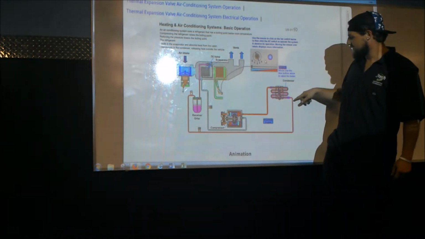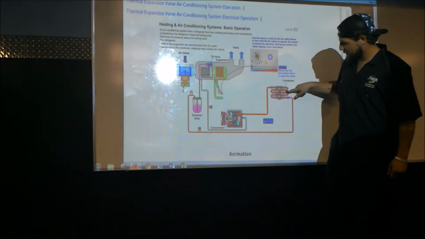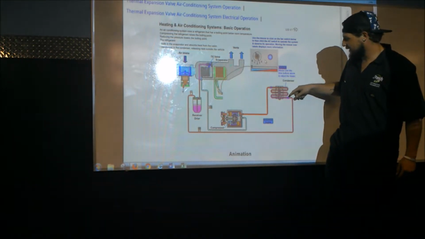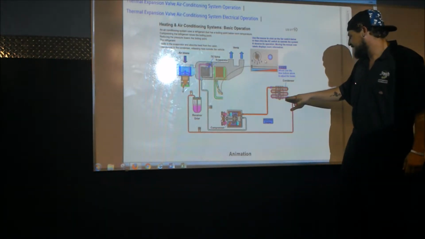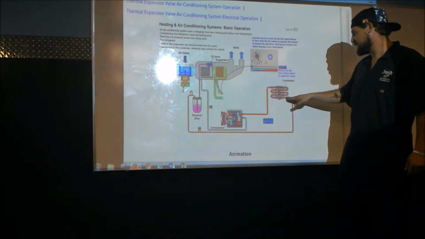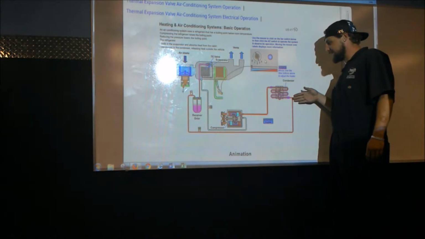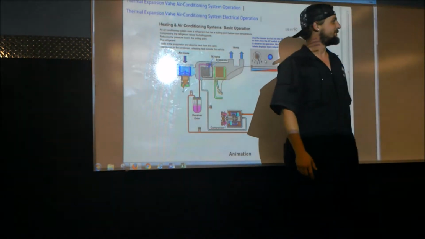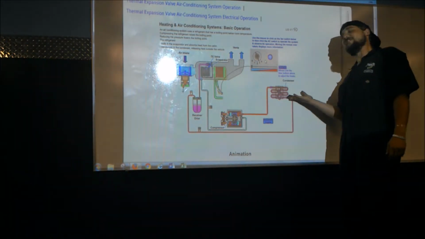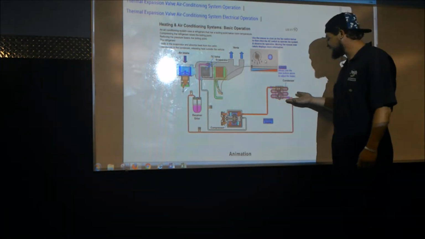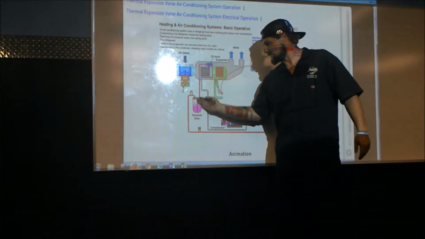Then the condenser cools it down, and words mean things. The refrigerant out of the condenser comes out and around into the receiver dryer.